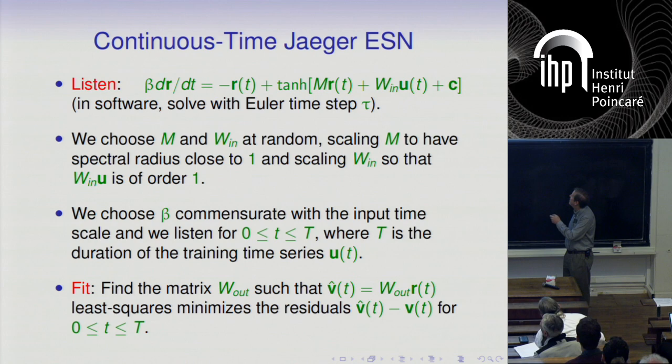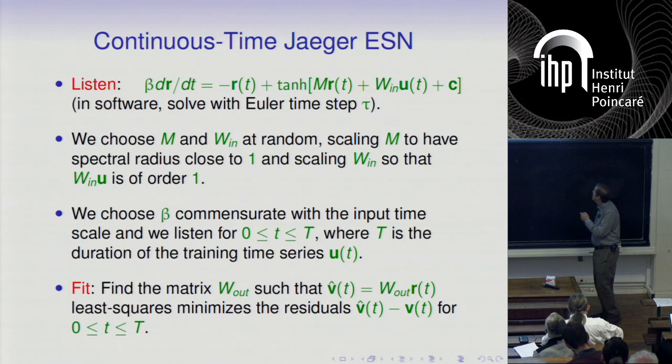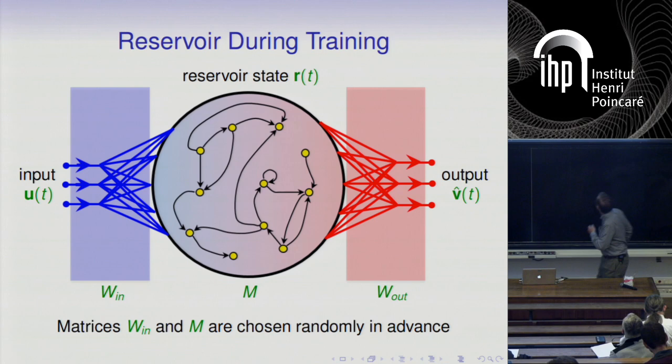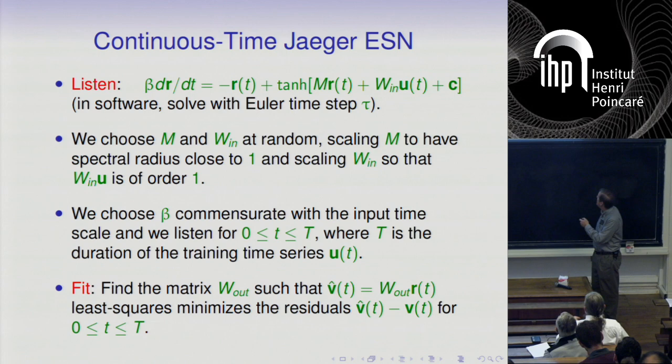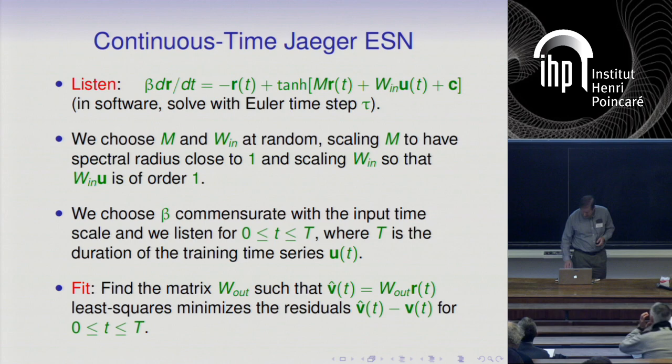But then the training, or the fitting, is just to find this output weight matrix W out so that the output V hat, both here and in the previous slide I say V hat to say that the output is some estimate of some signal V of T. In the training, we know what that desired signal is. And so we want to minimize the difference between the estimated V of T and the actual V of T in the least squares sense, with some regularization in practice. I didn't write that down here.